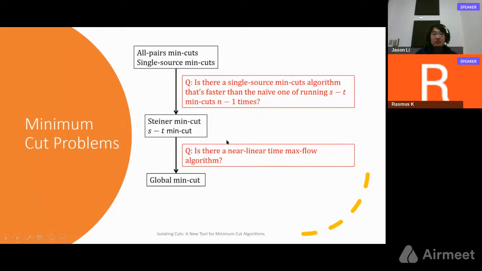And for the second 2, the problem really boils down to, is there a linear time maxflow algorithm? Because global mincut is linear time, both randomized and deterministic. And to make these 2 equivalent, we essentially need the ST mincut to also be near linear time. But that's also a very big open question in graph algorithms. Is there a linear time maxflow algorithm? So once again, these 2 are very difficult problems, and solving them completely would be a huge deal.